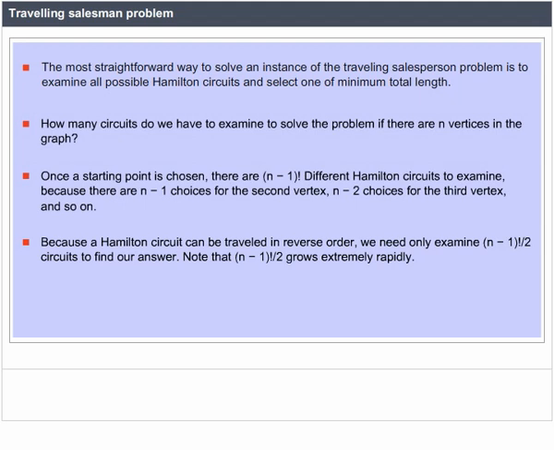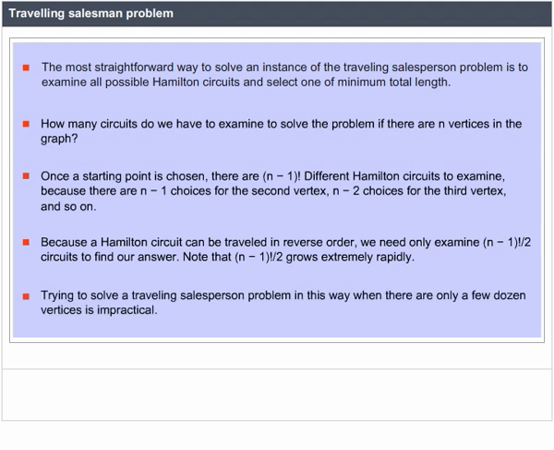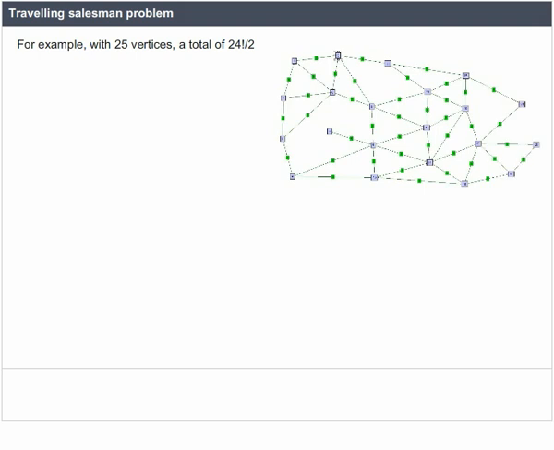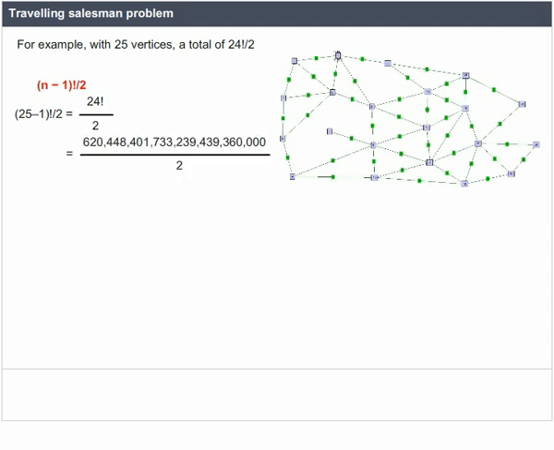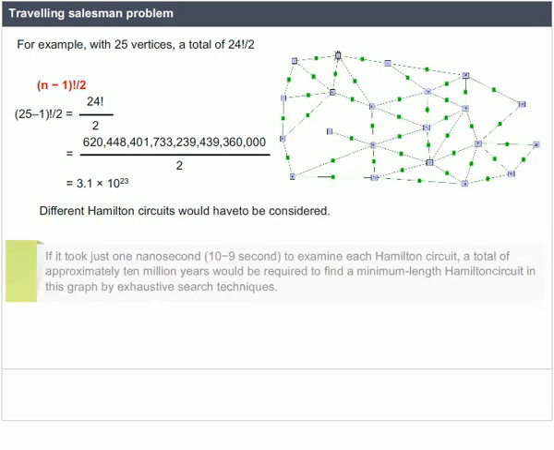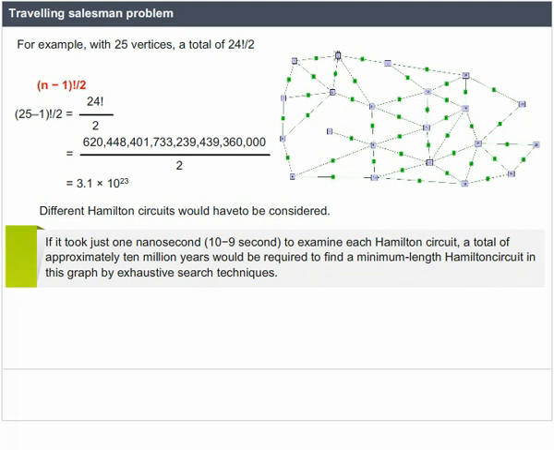Trying to solve a traveling salesperson problem in this way when there are only a few dozen vertices is impractical. For example, with 25 vertices, a total of (n-1)!/2, that is (25-1)!/2 = 24!/2, different Hamilton circuits would have to be considered. If it took just 1 nanosecond, 10^-9 seconds, to examine each Hamilton circuit, a total of approximately 10 million years would be required to find a minimum length Hamilton circuit in this graph by exhaustive search techniques.